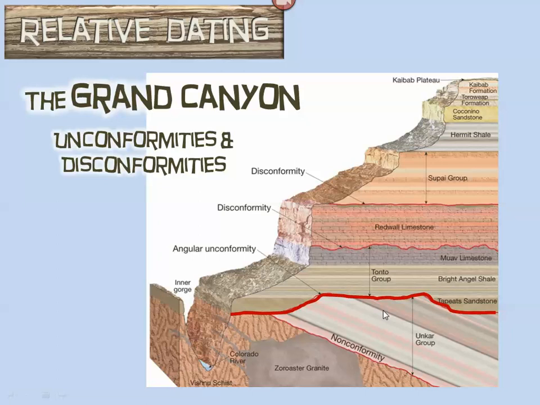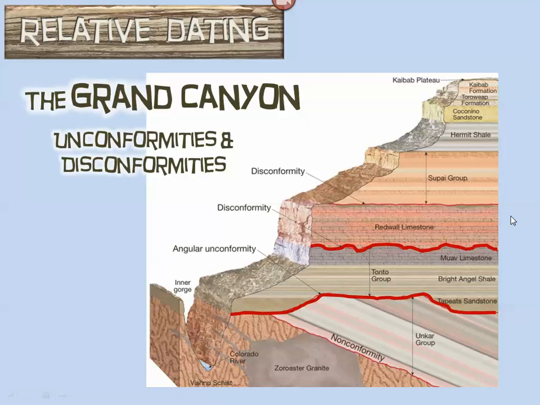Sandstone piled up, shale piled up and became shale, limestone piled up here. And before this limestone kept going, it looks like we have another unconformity. And it must have been above sea level and eroded away, and then a new limestone started being laid down once it was below sea level again. So we can find these unconformities all throughout these geologic layers in places like the Grand Canyon.